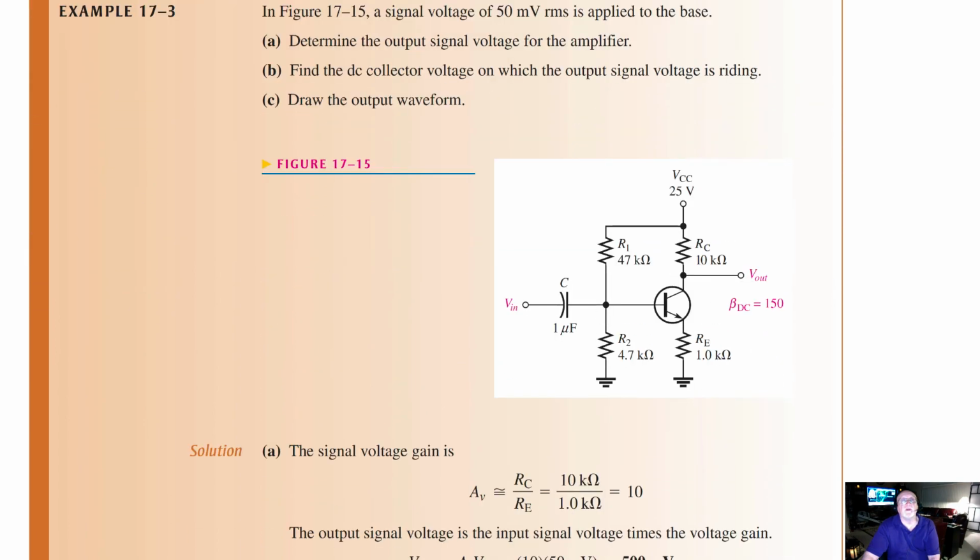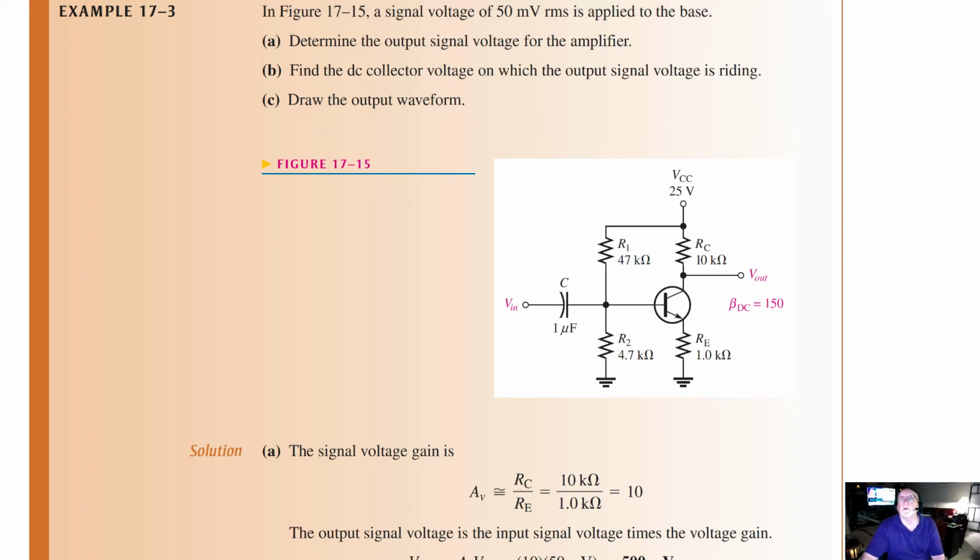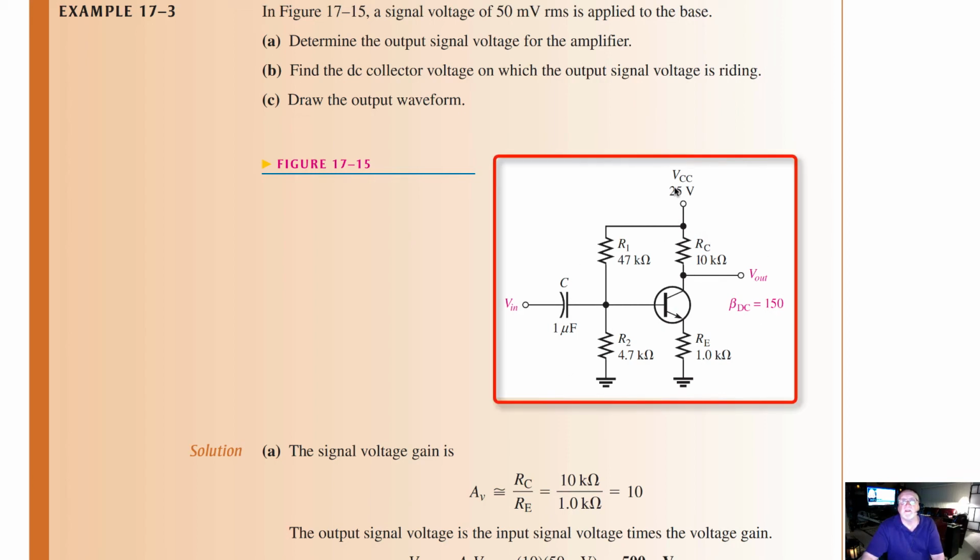So we've got an example here. They want us to look at the signal voltage of 50 millivolts applied to the base of this amplifier. Determine the output signal voltage for the amplifier. Find the DC collector voltage on which the output signal voltage is riding, and draw the output waveform. So we take a look at the circuit here. We've got beta DC at 150, VCC is 25 volts, and we've got input, output taken across the collector.